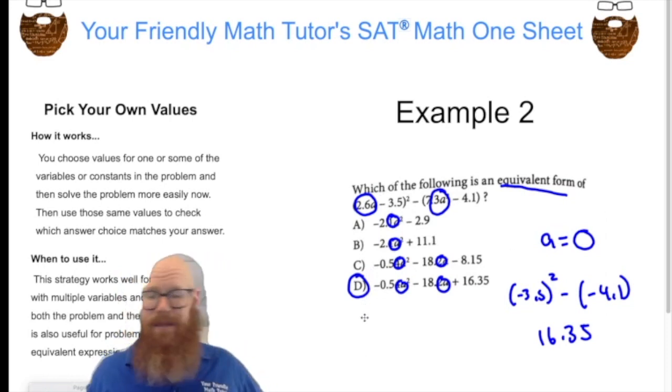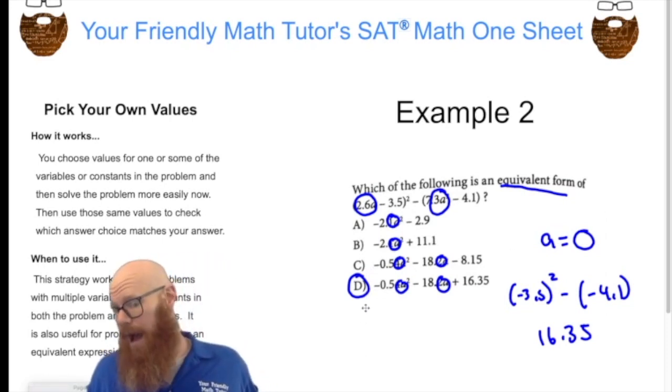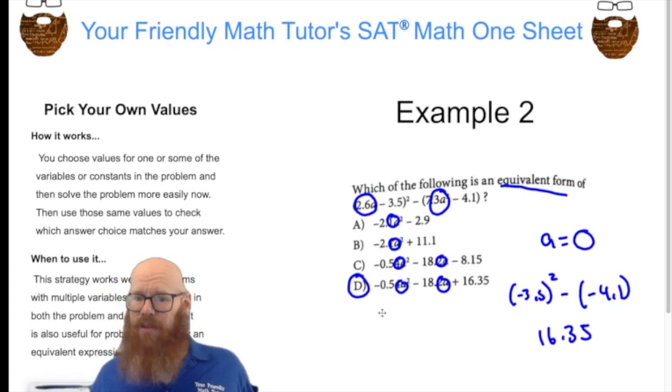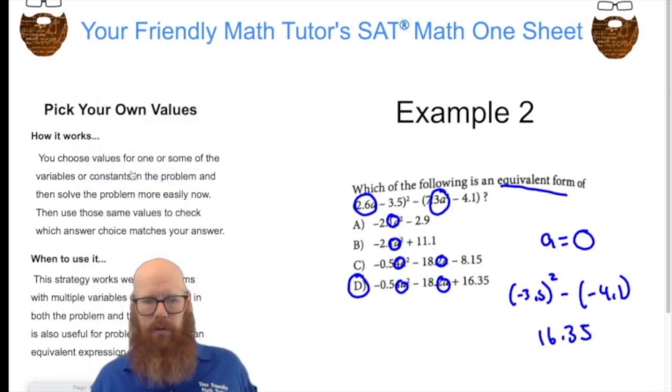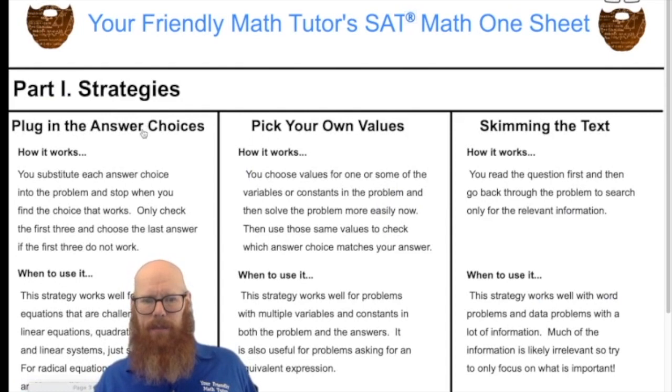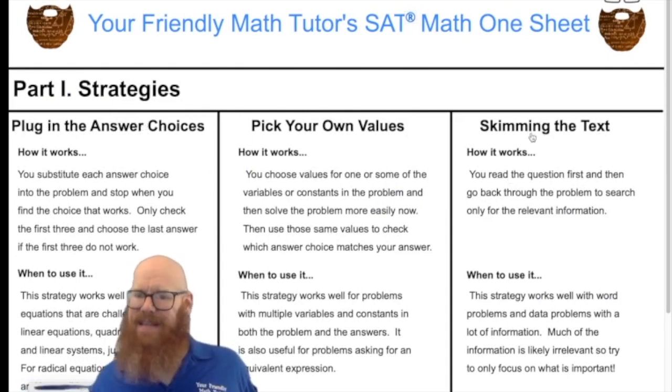And some of you might think, well, that's just easier. But I find in a problem like this, rather than doing those several steps of algebra, if I just substitute in 0, I can get my answer really, really quickly. Okay, so that is how pick your own values works. Now, let's head back to our main page and take a look at skimming the text.